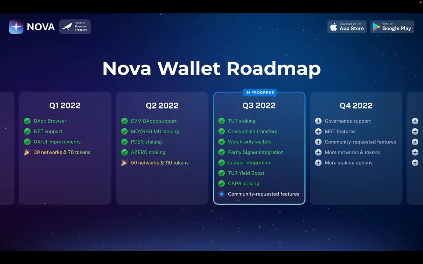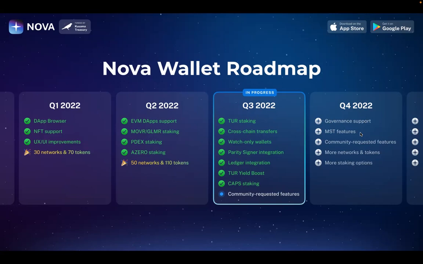So we're approaching the end of the third quarter, and the only thing left for us is the community requested features, which we have actually finished, and now we are testing the last feature, which is the total balance breakdown, and we're planning to release it quite soon. So we are on schedule, and we're also working right now on the governance support, which is planned for the next quarter.